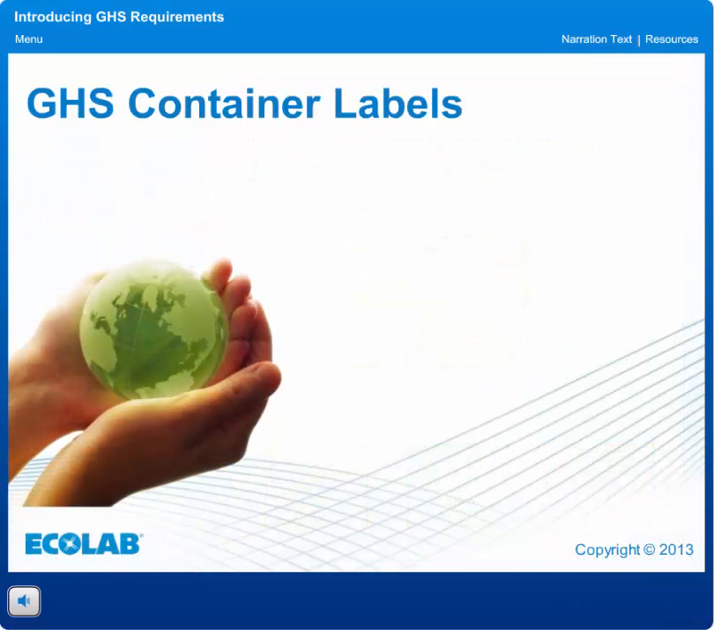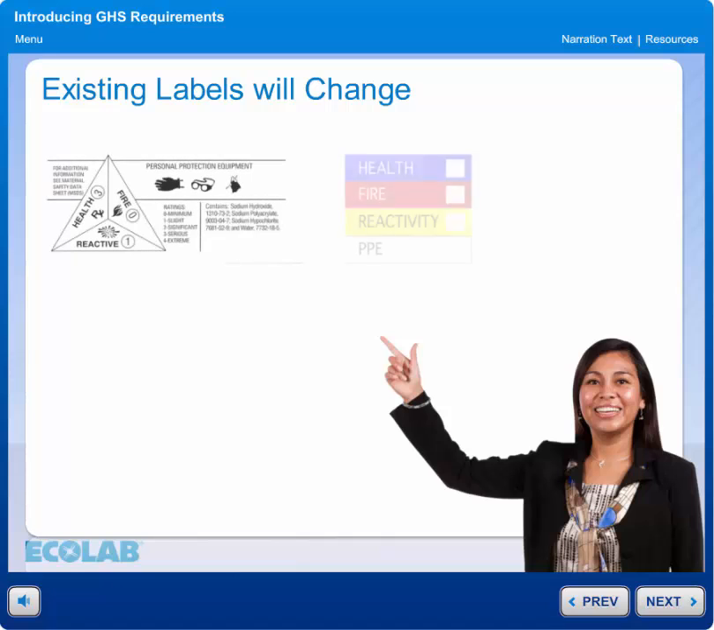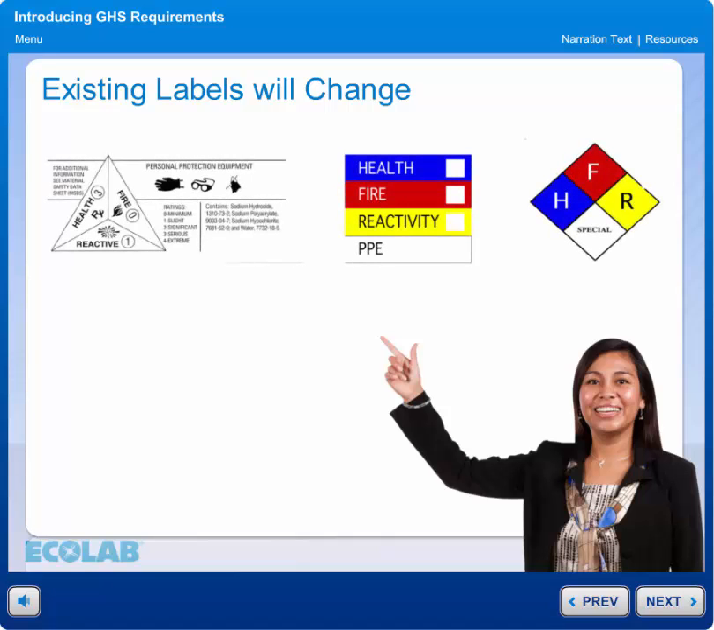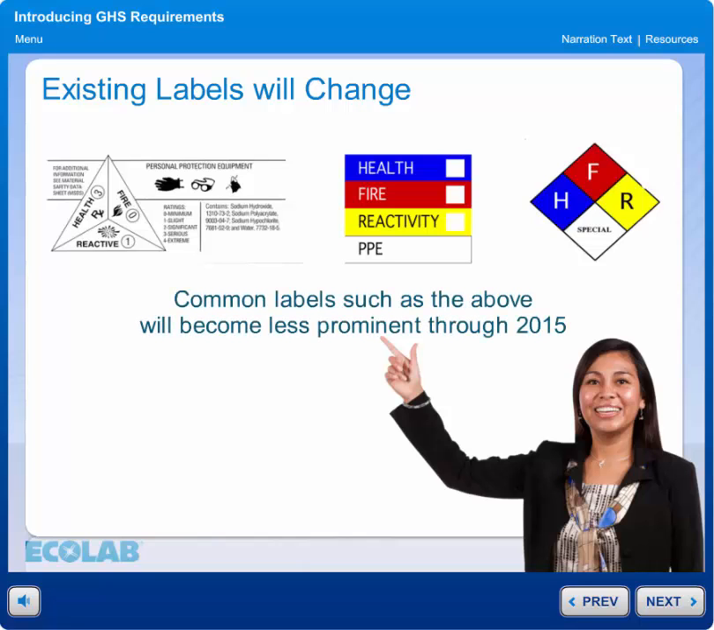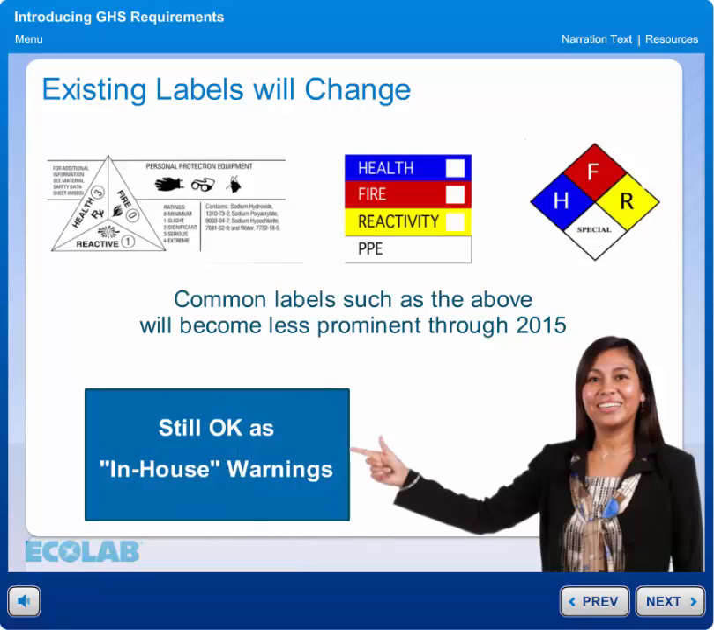GHS container label requirements will provide more robust information about the product's hazards. The labels that we are used to seeing, such as the NFPA or Diamond and the HMIS plus others, will become less common through 2015 as GHS labeling takes over. Note, you may continue to see these labels. GHS allows facilities to continue using these as in-house warnings.